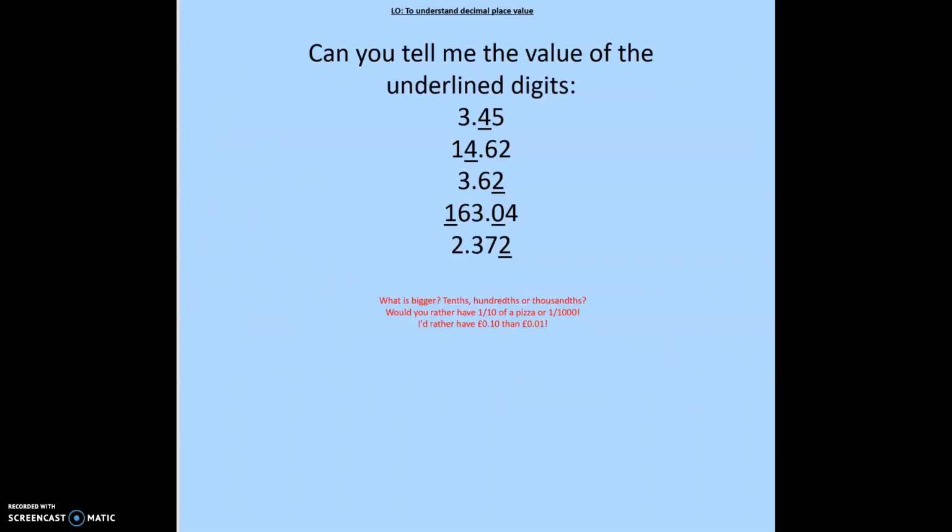Can you tell me the value of the underlined digits? So for example here, we have 3.45. The 4 is underlined. So we have 4 tenths in that number.